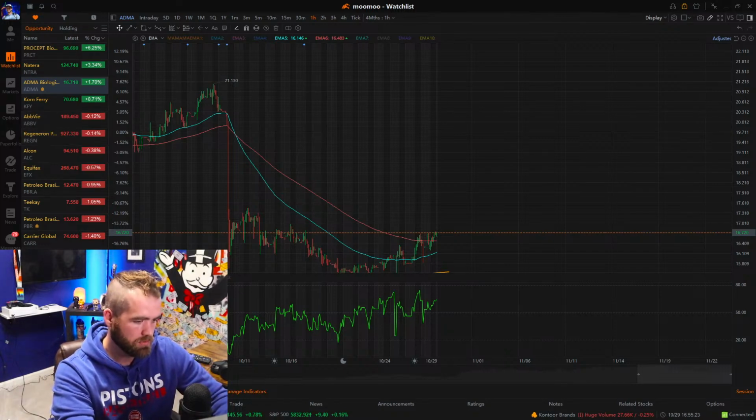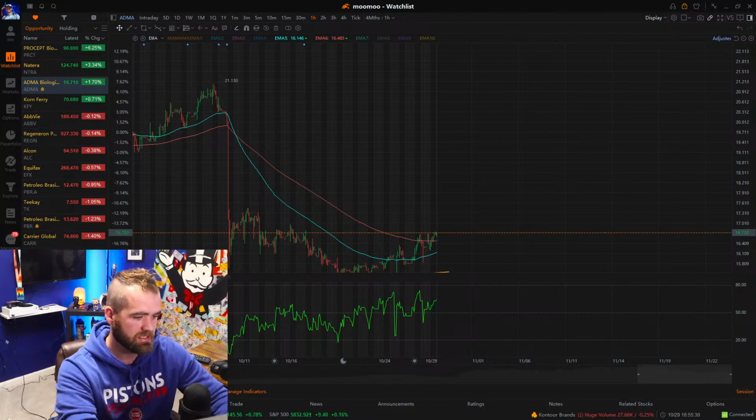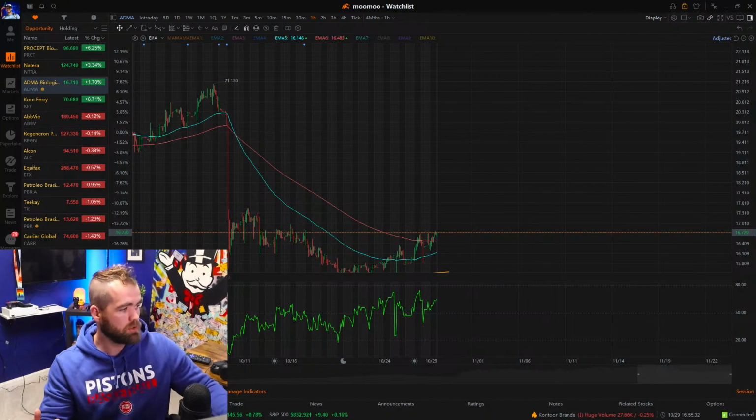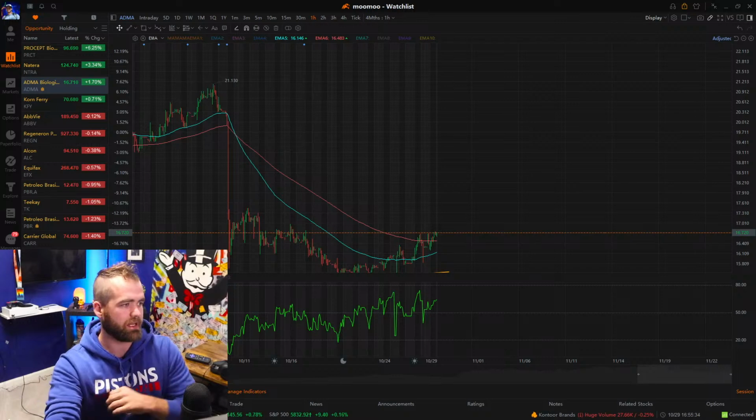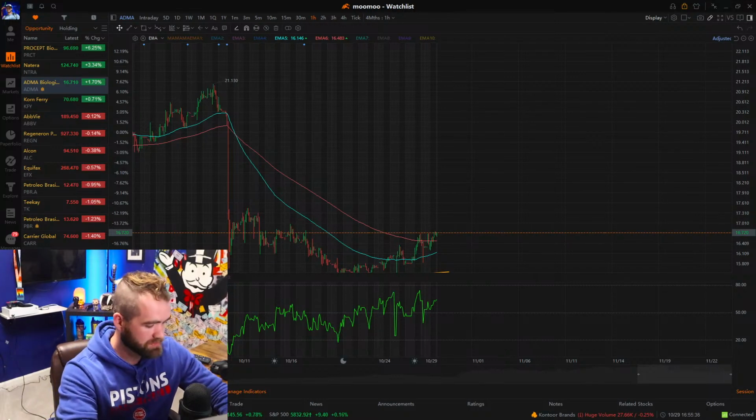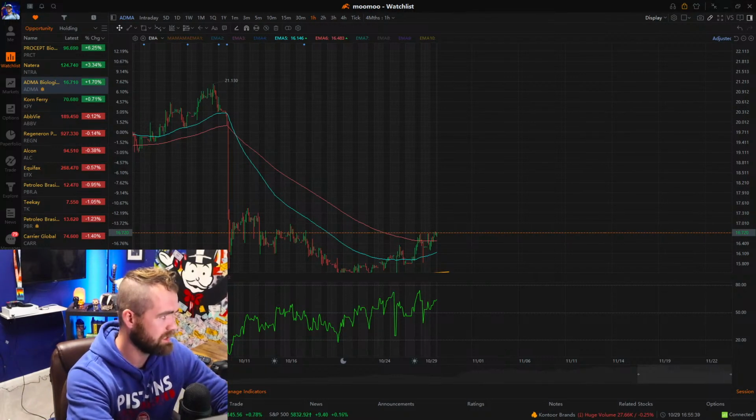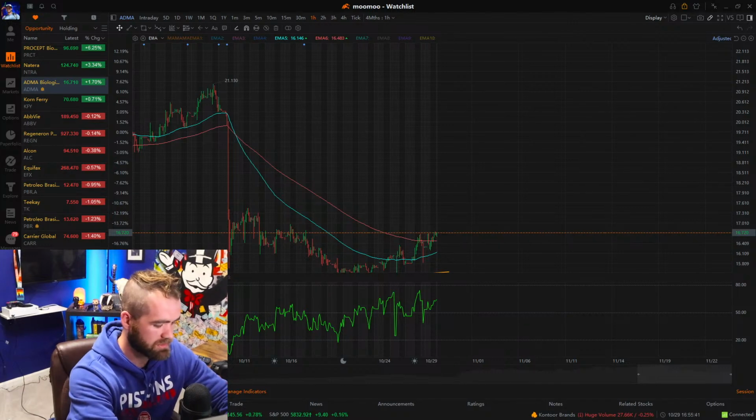Is Moomoo's paper trading free and not on a time limit like TOS? Yeah, so Moomoo's paper trading is free. It's real time, and it is a great system that they have.